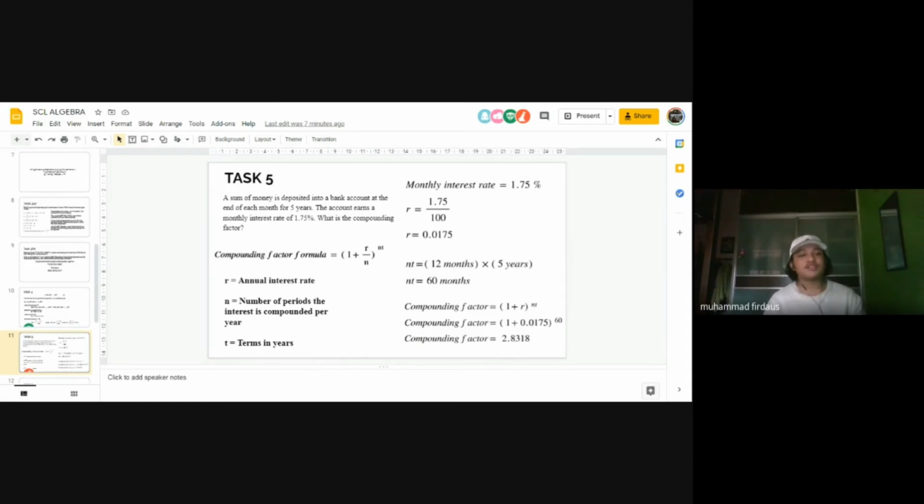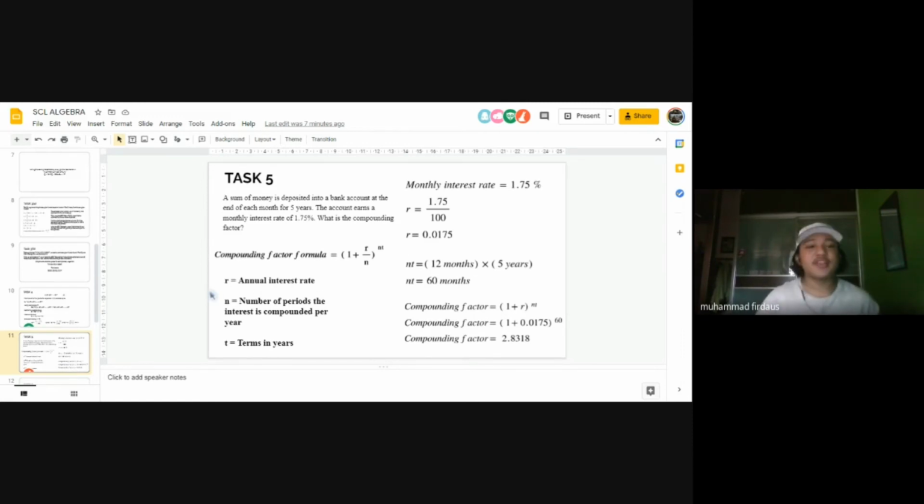So this question is, a sum of money is deposited into a bank account at the end of each month for 5 years. The account earns monthly interest of 1.75%. What is the compounding factor? So let me tell you what the compounding factor is. It is simply the growth of $1 over time.